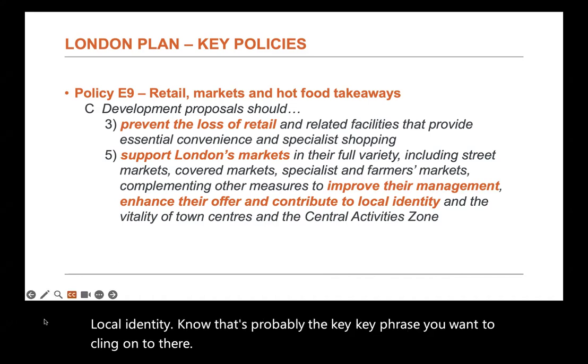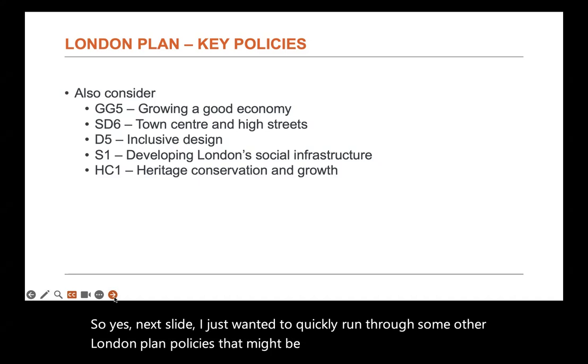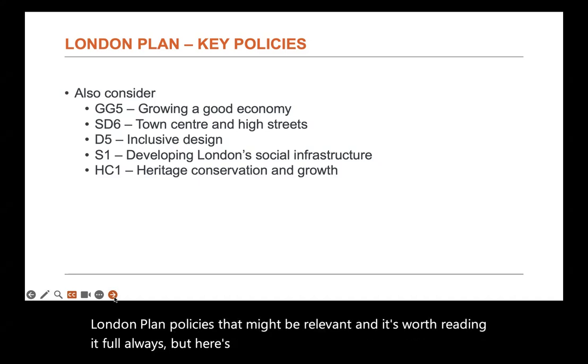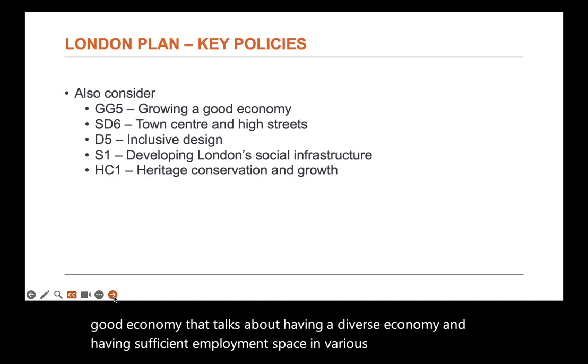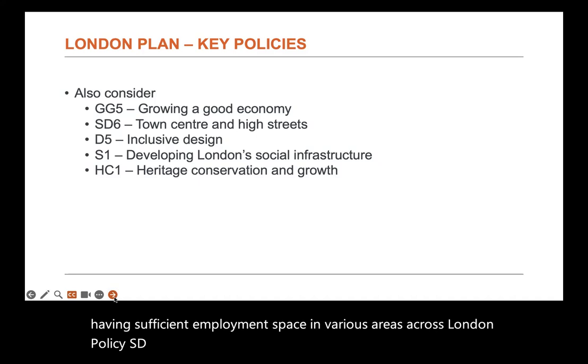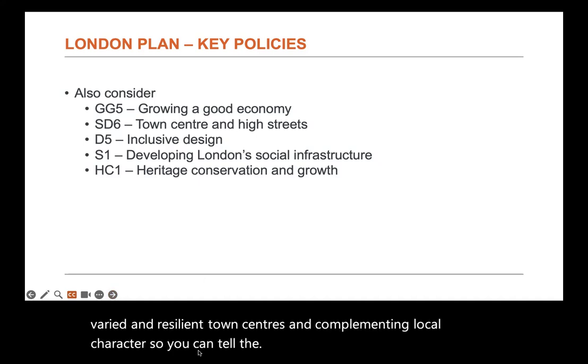So yes, next slide. I just wanted to quickly run through some other London Plan policies that might be relevant. It's worth reading it in full always, but here's a snapshot of a few. GG5, growing a good economy, talks about having a diverse economy and sufficient employment space in various areas across London. Policy SD6, town centres and high streets, talks about having varied and resilient town centres and complementing local character. So you can tell the story of how your market is a big part of that local character.